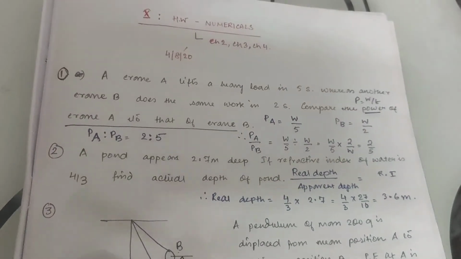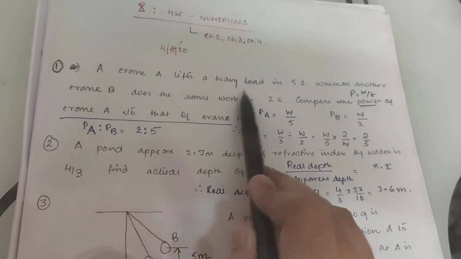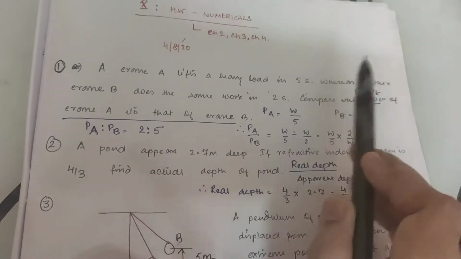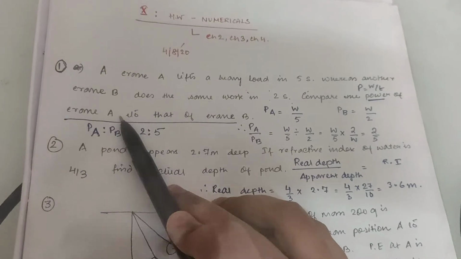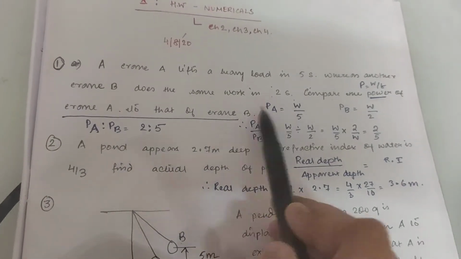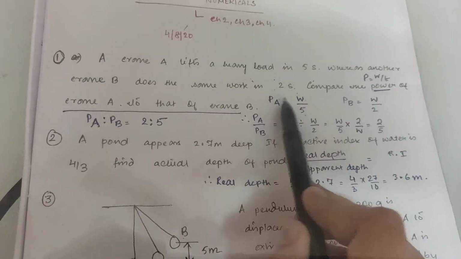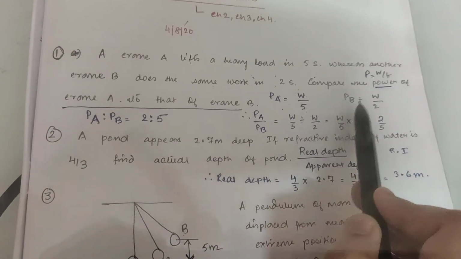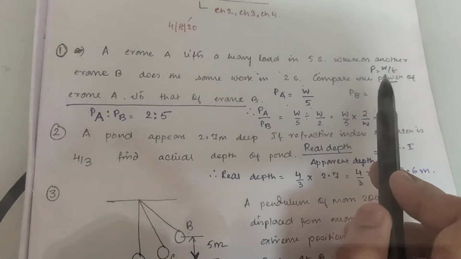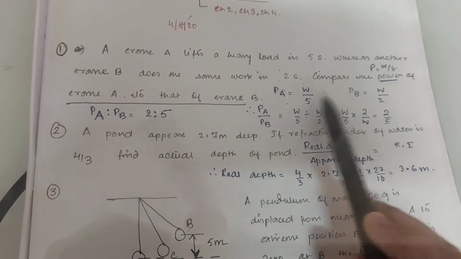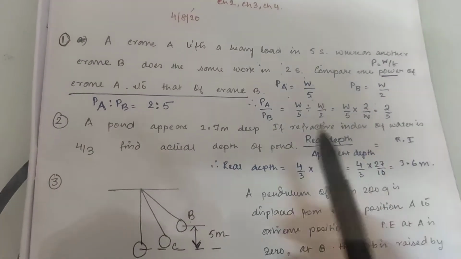Now, another set of numericals I have given you on 4th. A crane A lifts a heavy load in 5 seconds, whereas another crane B does the same work in 2 seconds. Compare the power of crane A to that of crane B. Power is rate of work done, so work by time. For A it's W by 5. For B it's W by 2. W is same in both the cases because both do the same work. Just time is different. So you can simply divide these two and find the ratio of the powers. Easy. See the next one.